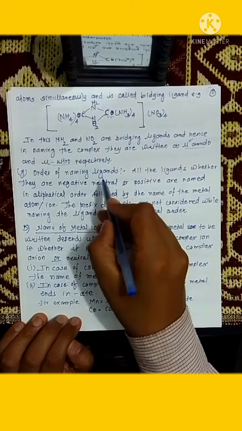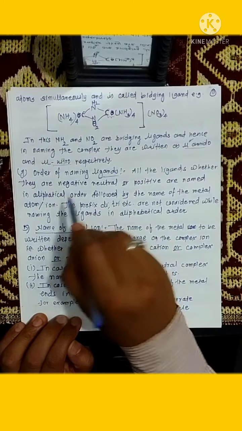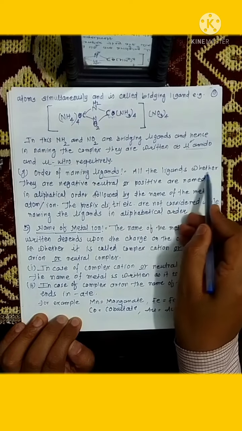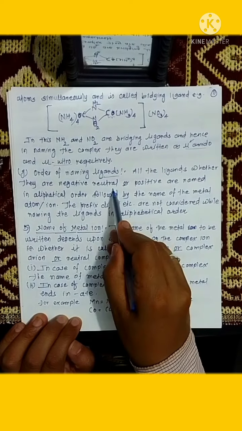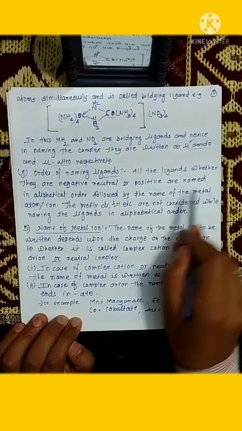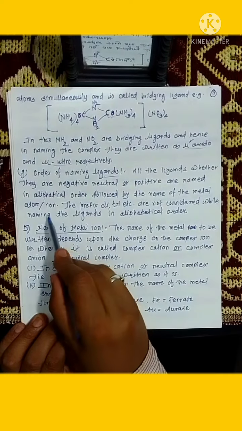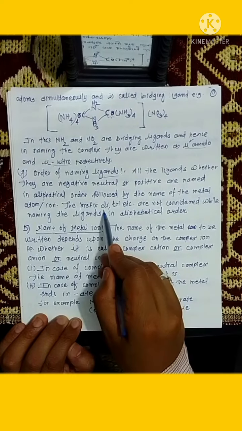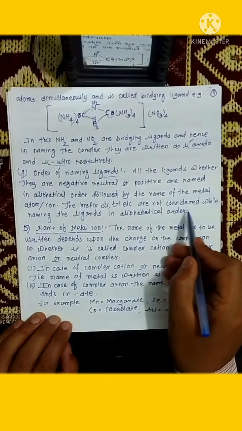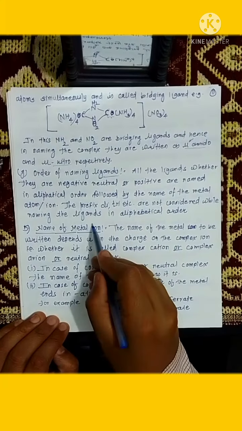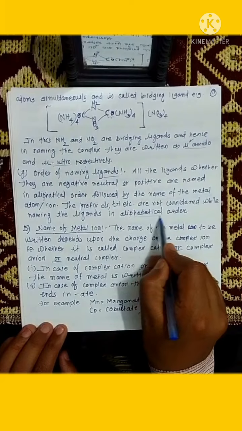Now the order of naming the ligands while writing the name. All the ligands, whether they are negative, neutral or positive, are named in alphabetical order, followed by the name of the metal atom or ion. The prefixes di, tri, etc. are not considered while naming the ligands in alphabetical order.